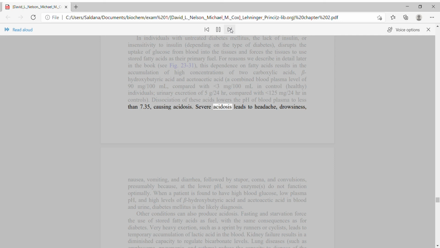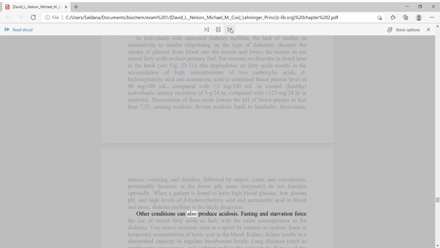Severe acidosis leads to headache, drowsiness, nausea, vomiting, and diarrhea, followed by stupor, coma, and convulsions, presumably because, at the lower pH, some enzymes do not function optimally. When a patient is found to have high blood glucose, low plasma pH, and high levels of beta-hydroxybutyric acid and acetoacetic acid in blood and urine, diabetes mellitus is the likely diagnosis.